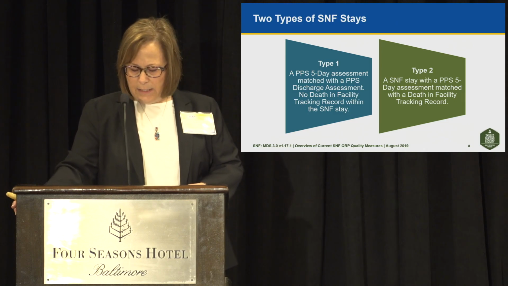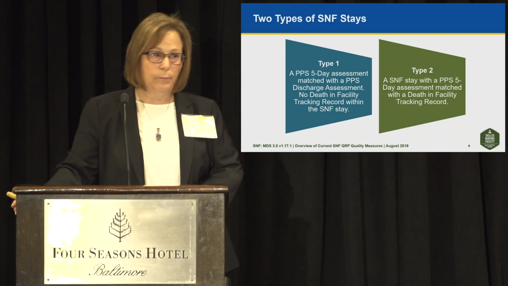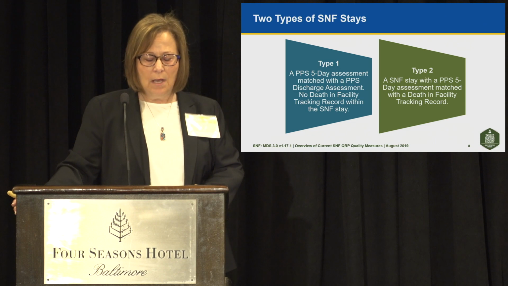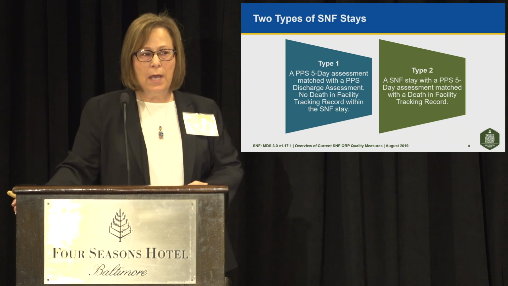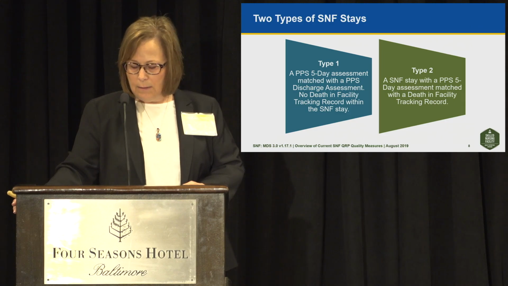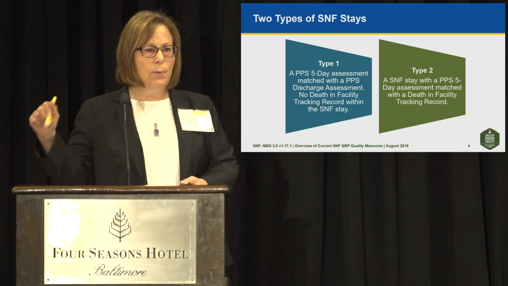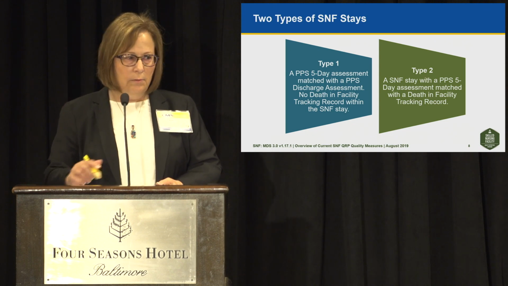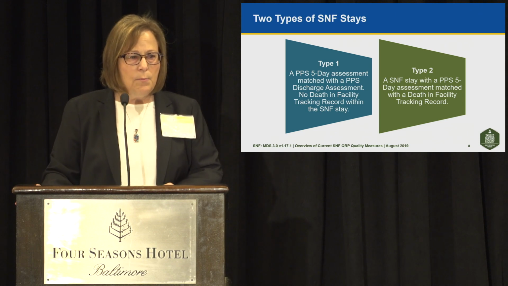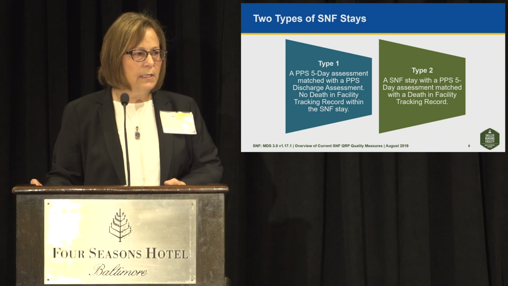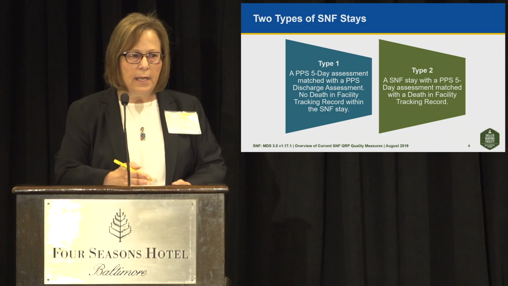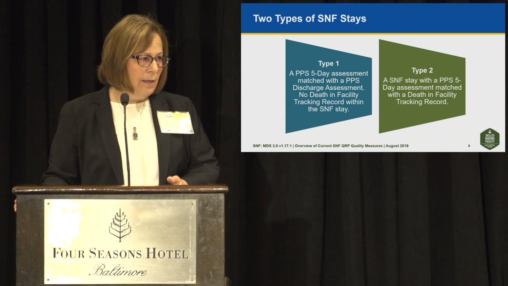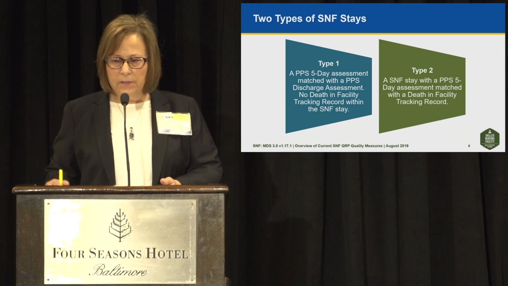Now that you have a better understanding of this concept of a stay, there are two types of stays. The PPS discharge matched with a Part A PPS admission, so a Part A PPS 5-day with a Part A PPS discharge is a type 1 stay. The concept of stay in this relationship is really important because that is how a quality measure is calculated. It's based on the stay, the whole stay from the 5-day to the discharge. And then there's a type 2 stay, which is a PPS 5-day with a death and facility tracking record.